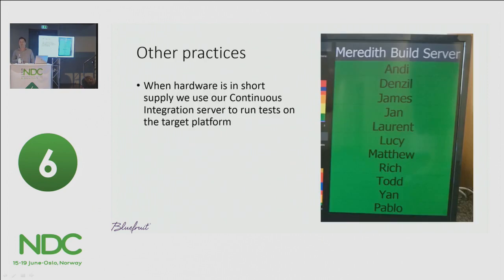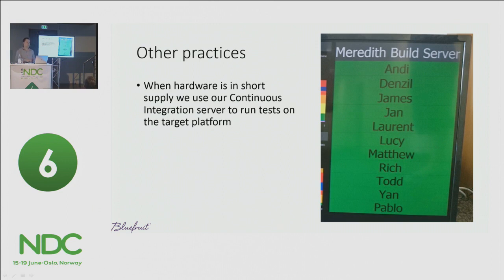So when hardware is in short supply, we actually use our continuous integration server to run tests on the target platform. So this means we only need an instance of the target hardware on our CI server. This is possible because of the way we set up our source control management. We use Git, and every developer has a fork of the code.